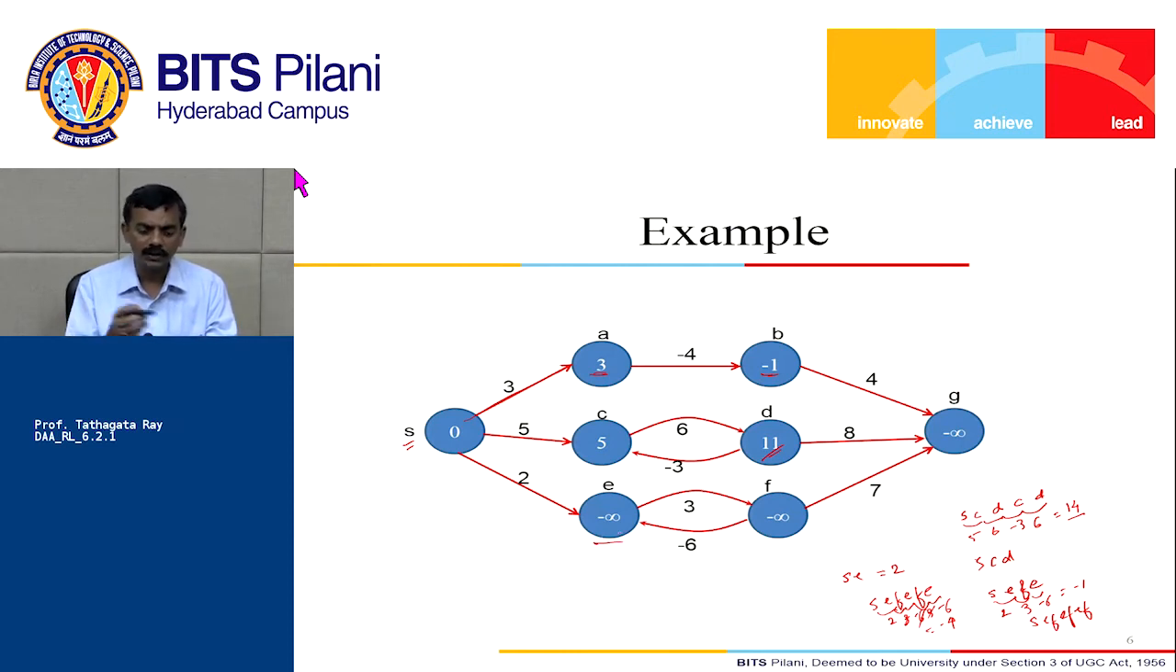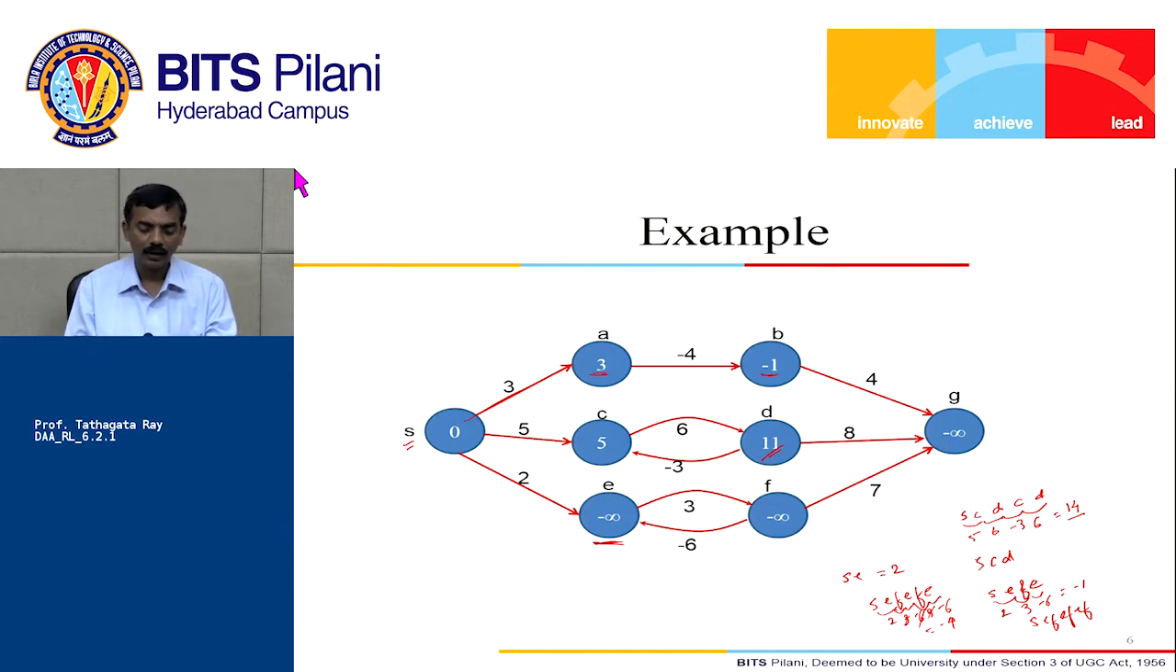You can keep on doing this, S to E to F, and keep on cycling. In fact, if you notice, this cycle, E to F back to E, has total weight 3 minus 6, which is -3. So you can keep on cycling, and every time you cycle you reduce the total weight. That's a negative weighted cycle we are talking of. If you have a negative weighted cycle, then you do not have a shortest path.